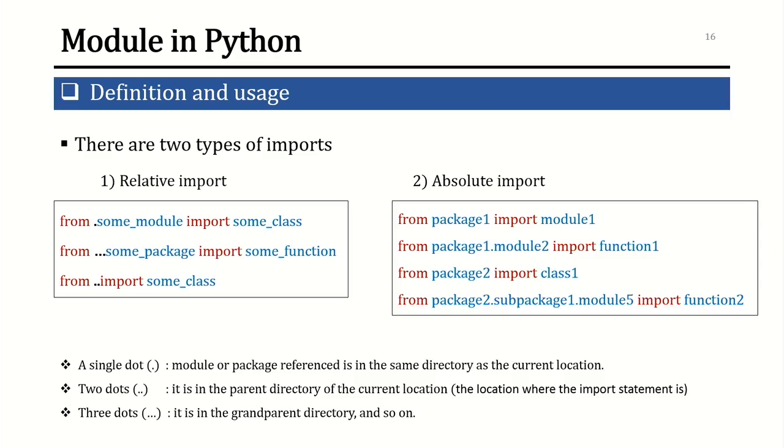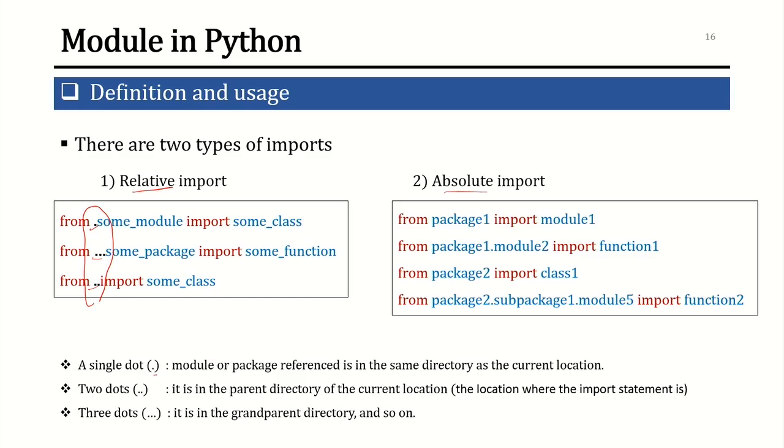Okay, next, we will take a look at the import here. There are two types that we can use. We call them relative import and absolute import. As you are familiar with the term relative, that means it relates to your current location, right? In here, there are some symbols. You use a single dot, you have 3 dots, and you have 2 dots. So what does each symbol actually mean?